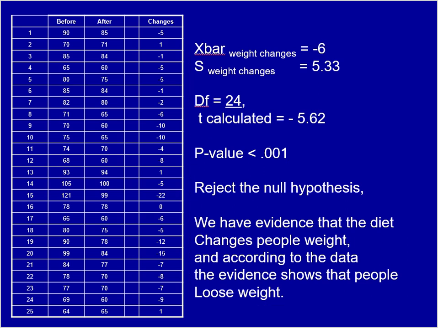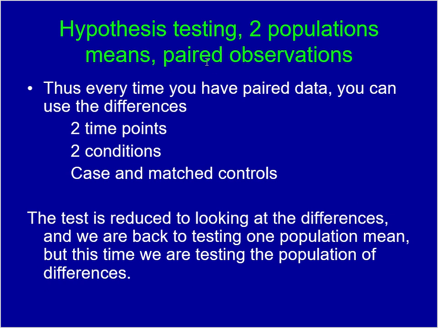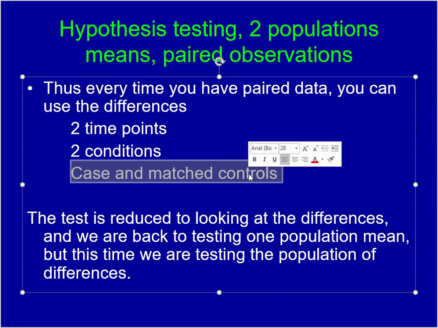All right, so let's move on to the next slide. Thus, every time you have paired data, you can use the differences, the two time points, the two conditions, or the case and the controls. And therefore, the test is reduced to just looking at the differences as if you only have one group. For simplicity, in this course, I do not look at case control matched. I only look at having the same person that is measured twice.